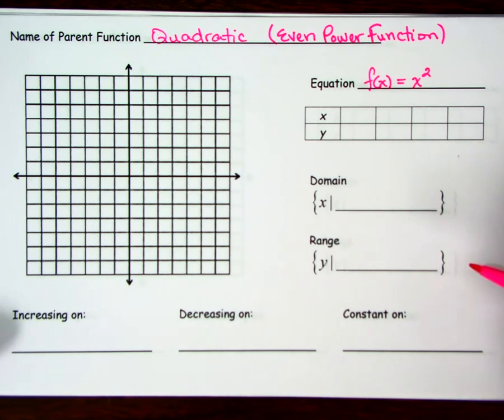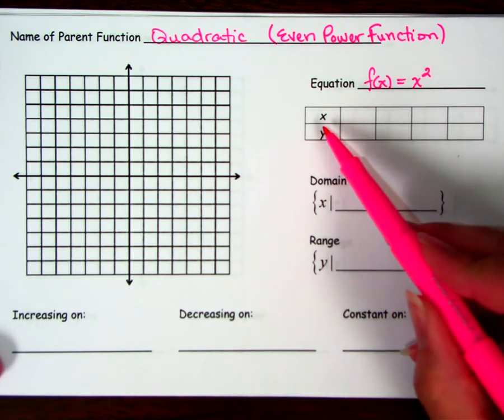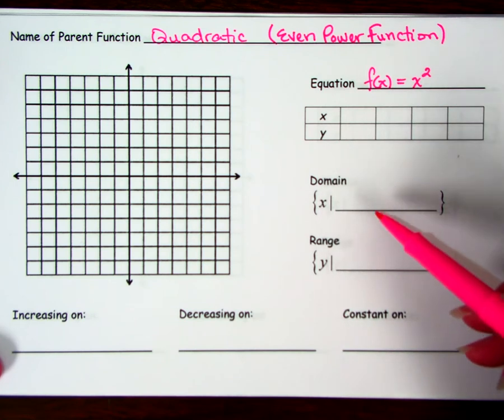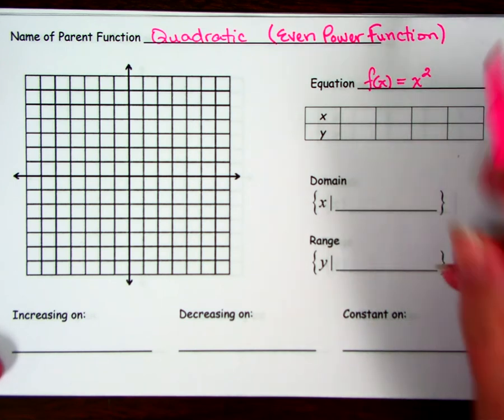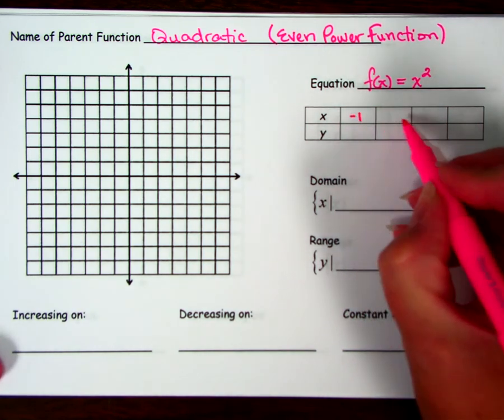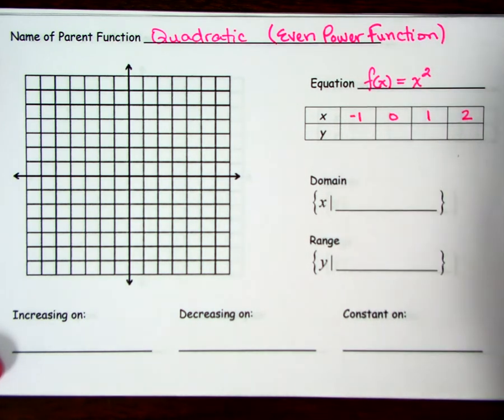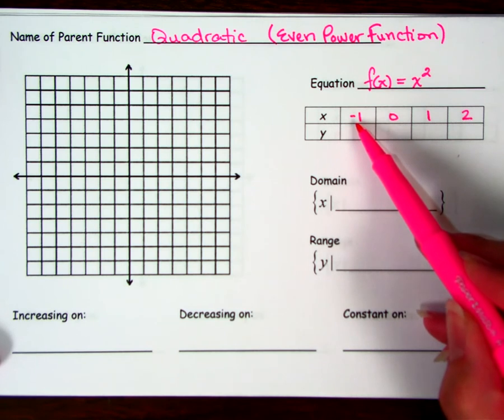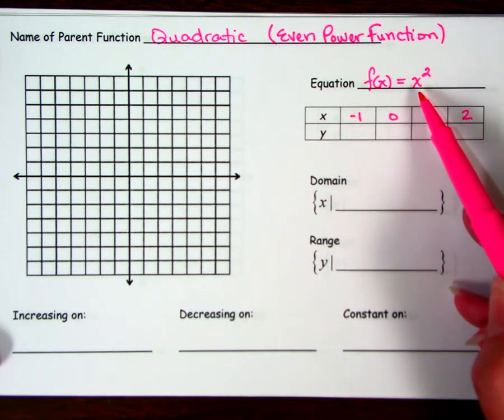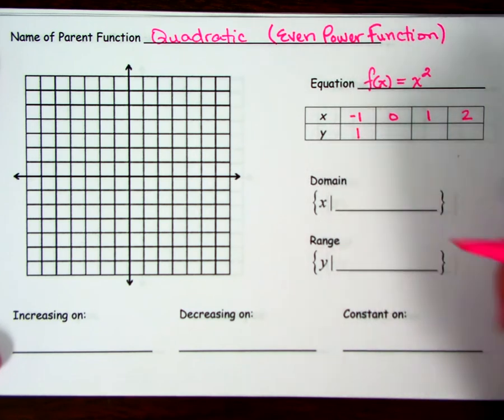I want to see what the graph of this one looks like, so I'm going to choose some x's to put into this equation. I'm going to choose x as negative 1, 0, 1, and 2. Now, if I put negative 1 in place of x in this equation, then it would say that y is equal to negative 1 squared. Negative 1 squared means negative 1 times negative 1, which would equal a positive 1.